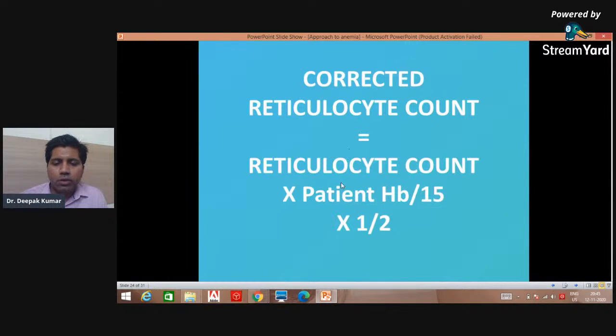Okay, so now a few more things about this. You can use either patient hemoglobin by 15 or you can use patient hematocrit to normal hematocrit. In that case, you would replace the hemoglobin value by the patient hematocrit value, and instead of 15 it will be 45, which is taken as a normal hematocrit. So you may find books with the formula: corrected reticulocyte count is equal to reticulocyte count into hematocrit divided by 45 into half.